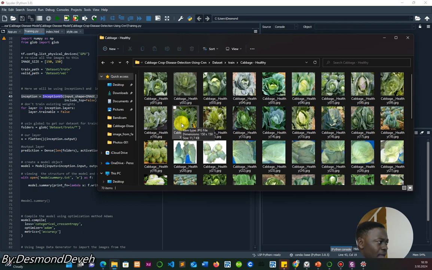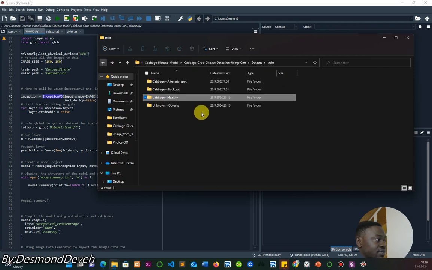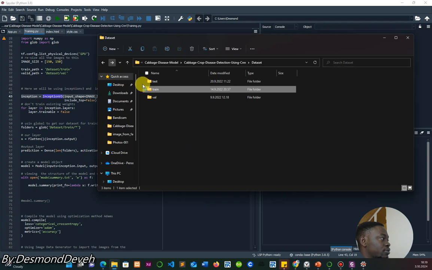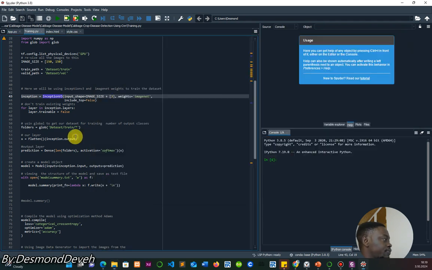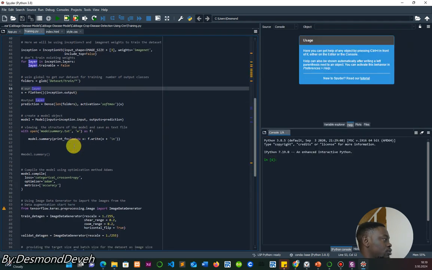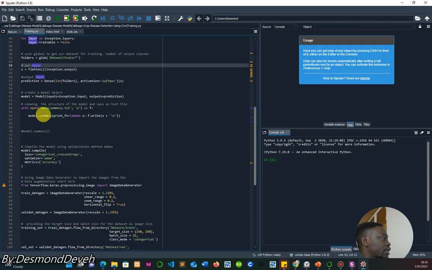So it has to study all these images and know the differences, so that whenever you give it any image, it will be able to predict which one you have given to it. So this is the code, and this is the model. The model input is Inception's input, and the output is to be the prediction. So the output that the model should give is a prediction.